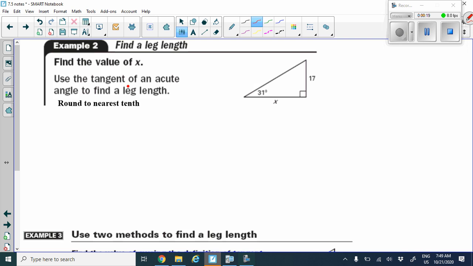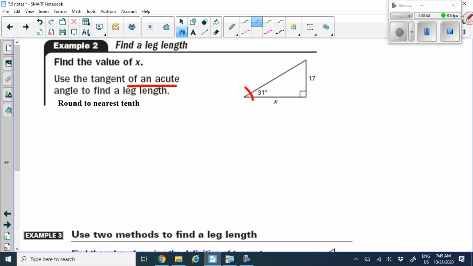So notice it says of an acute angle. When you do this, you will always see the 90-degree angle in our triangle, but that is not an acute angle. Remember, acute angle means it's less than 90. So you have to use the other angle they give you to find the missing side. We do have the 90 degrees, but we never use that in our trig ratios. Instead, we use the other angle they gave us. In this example, the other angle they gave us was 31.